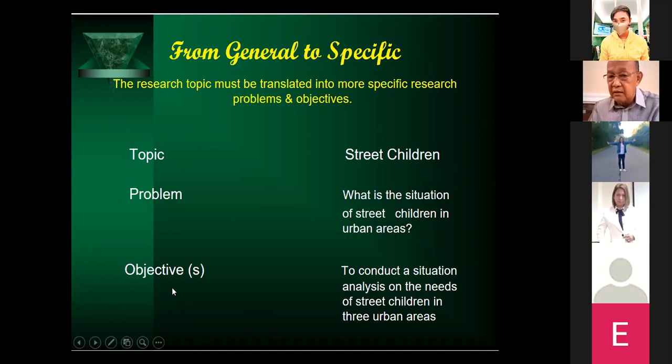Afterwards, you formulate what are your objectives or aim of conducting the study. So maybe you would say, to conduct a situation analysis on the needs of street children in 3 urban areas. That's how you proceed.